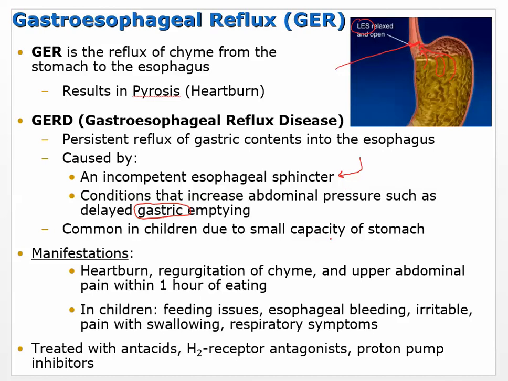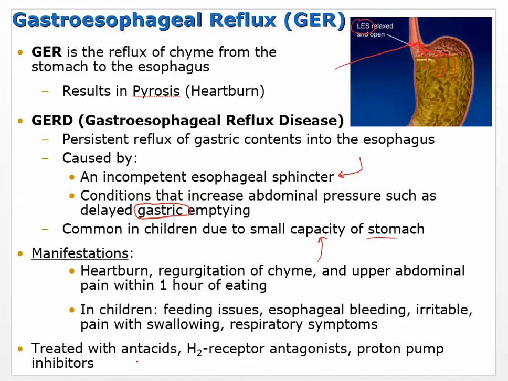Common in children due to a small capacity of the stomach. Manifestations: heartburn is the main one. Regurgitation of chyme. So you're moving what used to be food, but now it's mixed with stomach acid, back up through the esophagus. Upper abdominal pain within 1 hour of feeding. In children, and here I think of very small children, feeding issues. Esophageal bleeding could happen because of damage that can take place. Irritable pain with swallowing and respiratory problems.